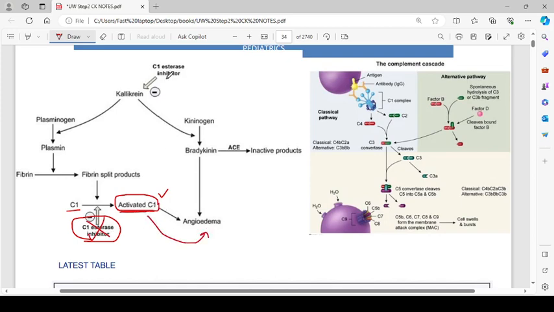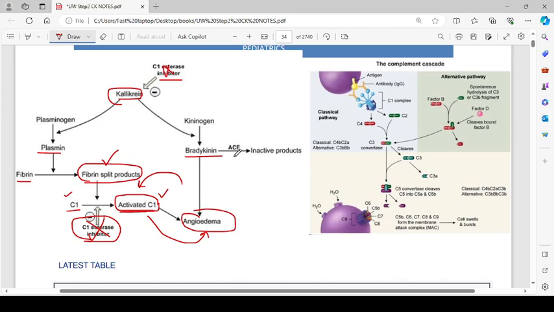Secondly, if we look at this pathway, the C1 esterase inhibitor also inhibits the kallikrein, right? But if it is not there, the resultant kallikrein can cause plasminogen to be converted into plasmin. That plasmin will help in conversion of fibrin into fibrin split products. These fibrin split products can directly stimulate C1 to be activated and form activated C1. Also, these activated C1 can cause angioedema. Thirdly, the kallikrein also helps conversion of kininogen to bradykinin, and that bradykinin then causes angioedema.